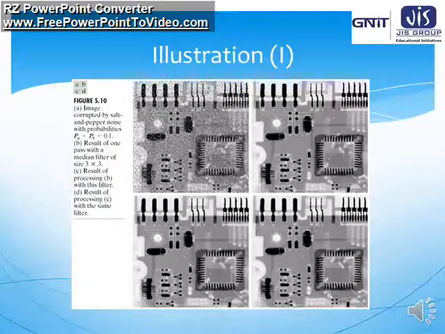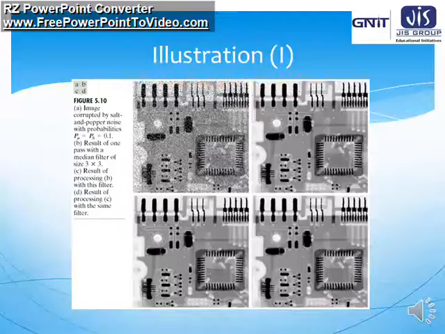Now this is another illustration, where we can see the first image is corrupted by salt and pepper noise with probabilities Pa equals Pb equals 0.01. The second image is the result of one pass with a median filter of mask size 3 cross 3. The third one is the result of processing B with this same filter, and the last image is the result of processing C with the same filter.